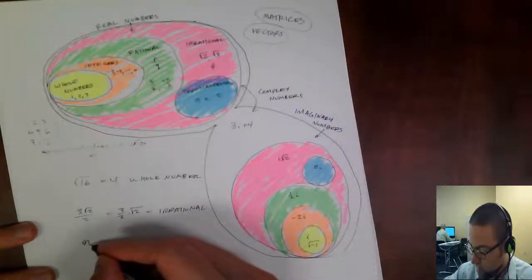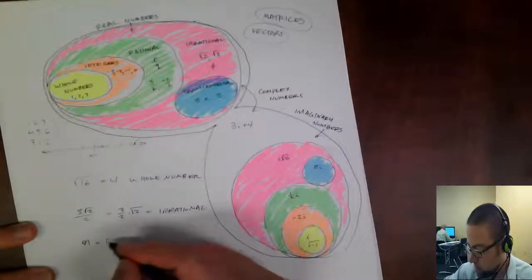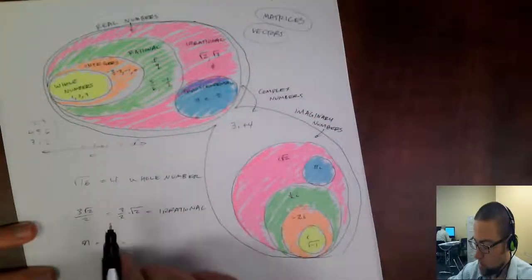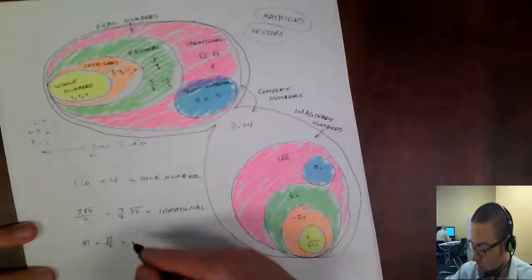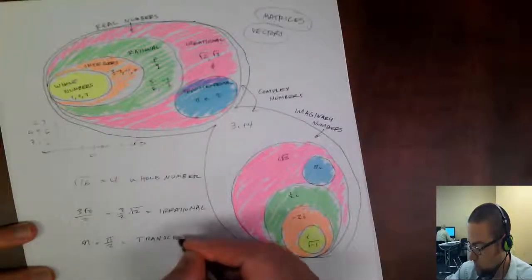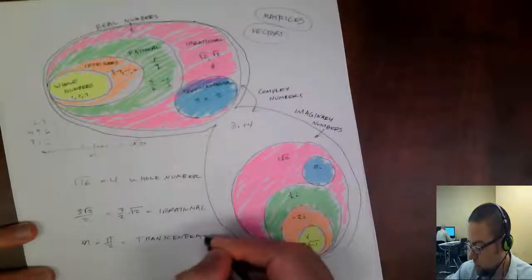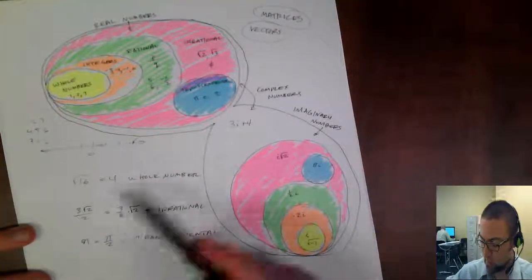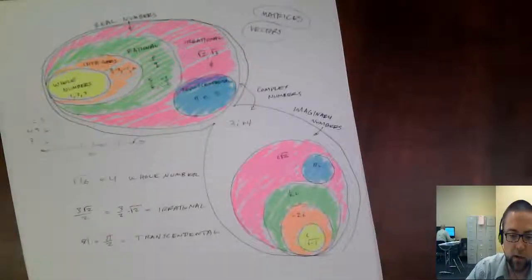How about my number eta? Eta is the same thing as pi over 2. Well, pi is a transcendental number divided by a whole number. It doesn't change that it's transcendental, so this would be transcendental. Okay, so that's an example of categorizing those numbers.